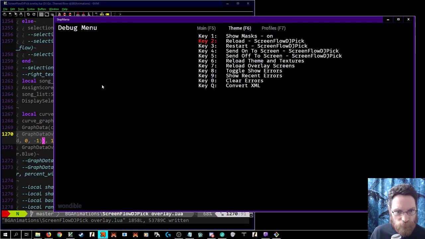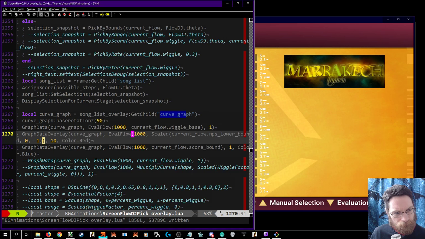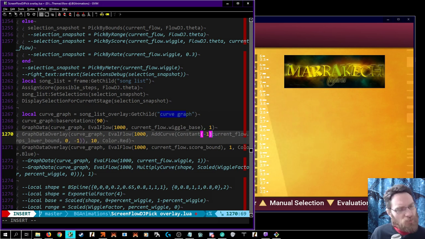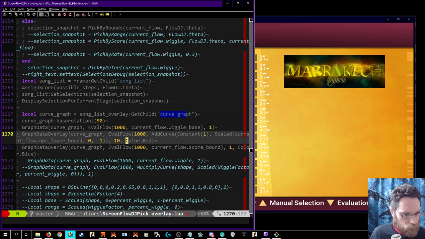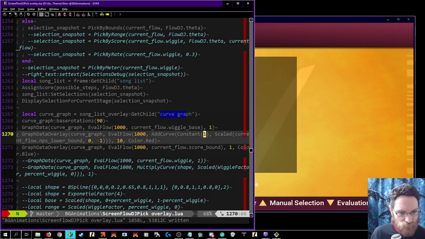I'm going to have to close out eval flow. Nope, that reflects it over there. We actually need to do a... not a scale. It's an add curve of constant negative... not negative one. Yeah, I have to invert it and... we have to get out to eval flow. Is it constant factor?